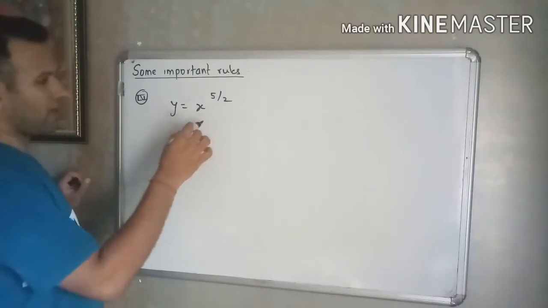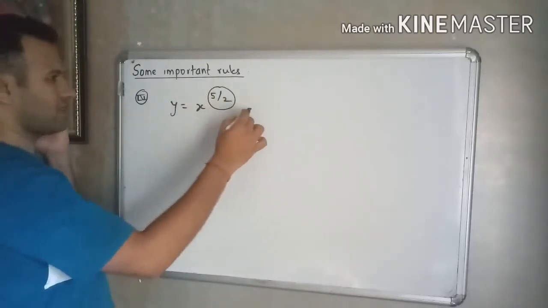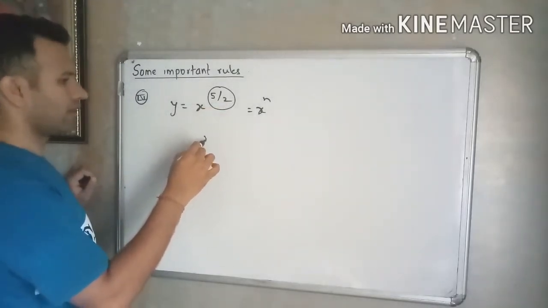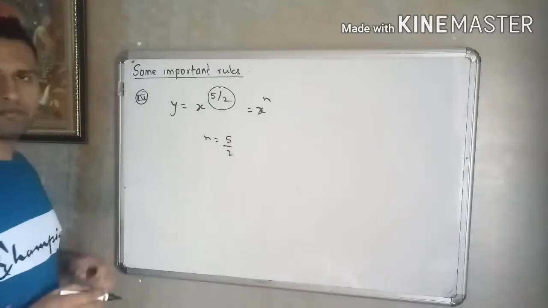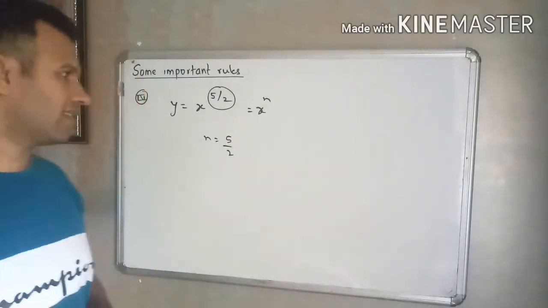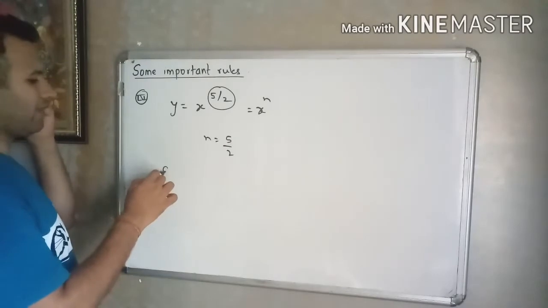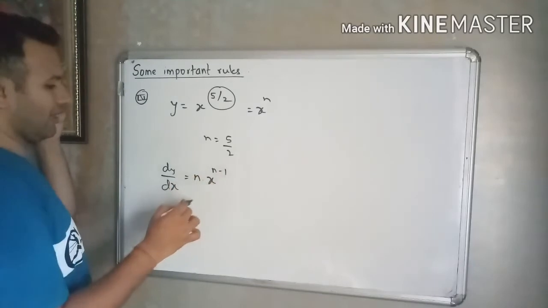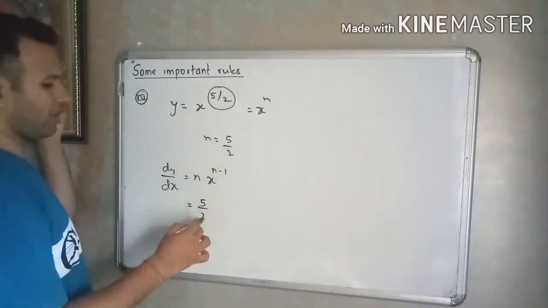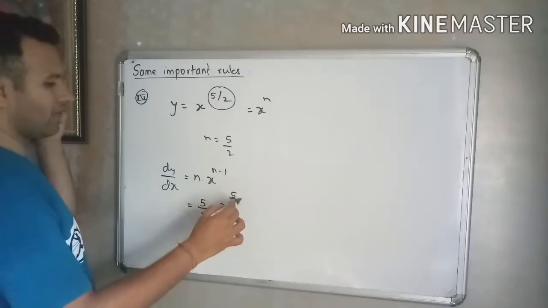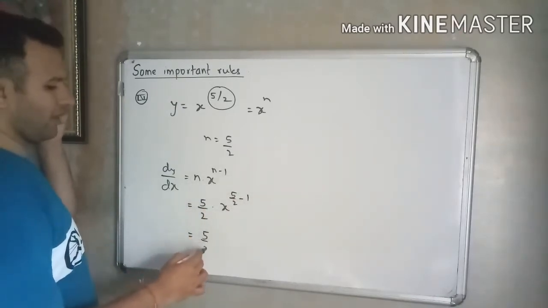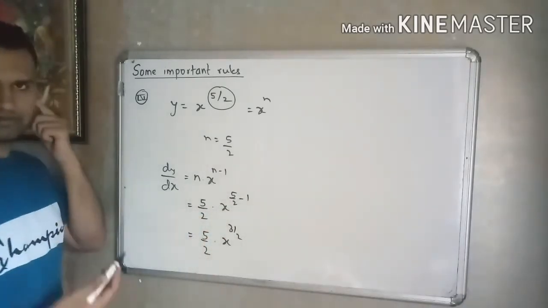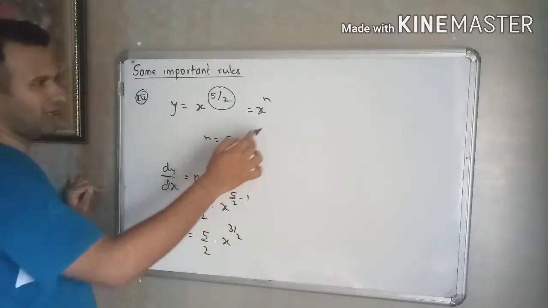So look here, if you compare this with x raised to n, you can see that the value of n is 5 by 2. So the derivative will be, what's the formula? n into x raised to n minus 1. So n is 5 by 2. So 5 by 2 into x raised to 5 by 2 minus 1. So 5 by 2 into x raised to 3 by 2. So that's the answer. Is it simple? That's very simple. We just have to use this formula.